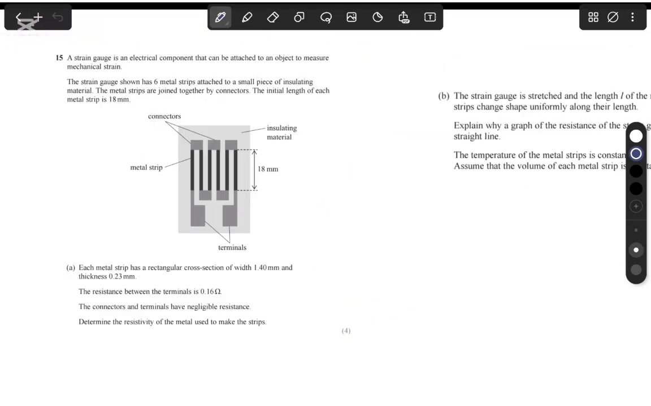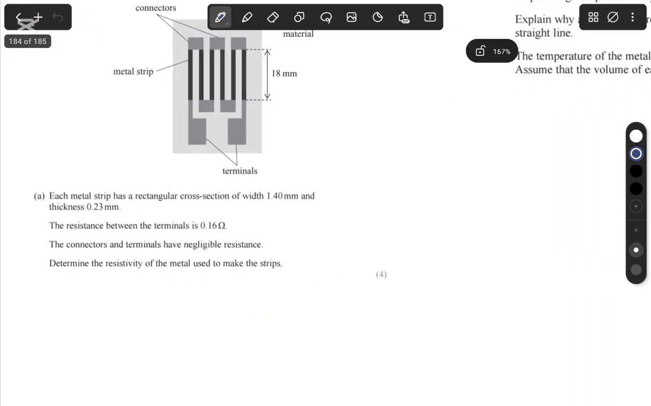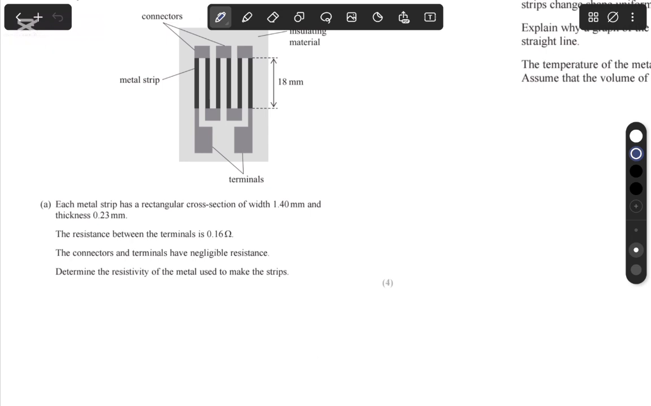Right, so the next question is a strain gauge is an electrical instrument that can be attached to an object to measure mechanical strain. The strain gauge has 6 metal strips attached to a small piece of insulating material. The metal strips are joined together by connectors. The initial length is going to be 18 millimeters. Okay, and then they've given you that the rectangular cross-section has a width and a thickness of those values, and the resistance between the terminals is going to be 0.16 ohms.